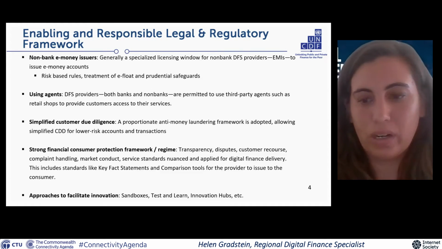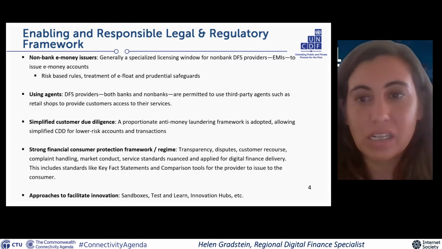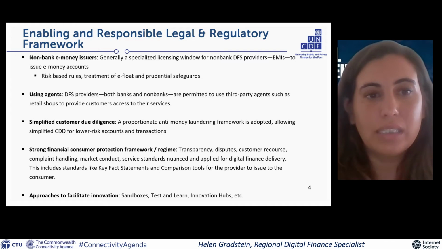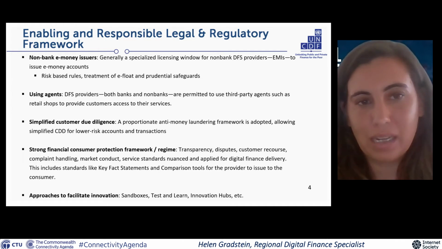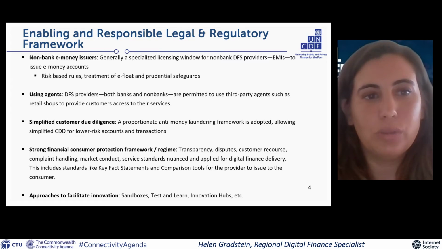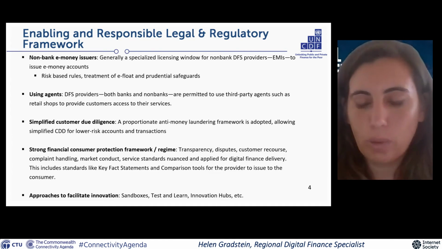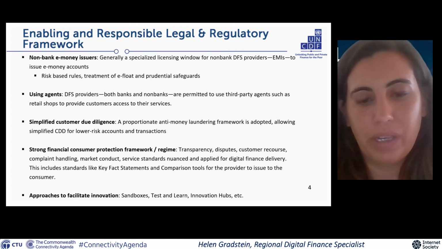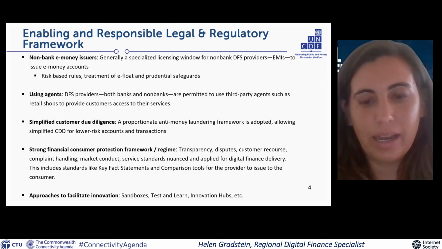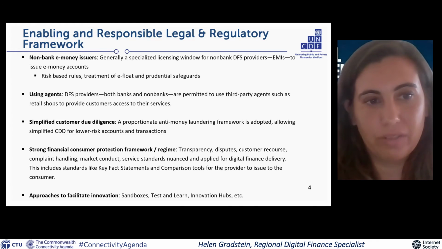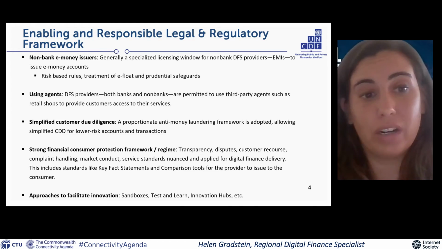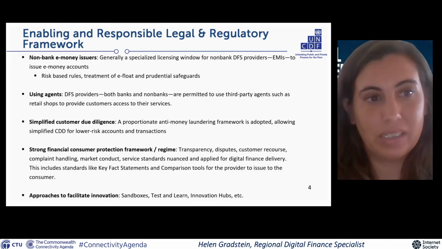For instance, the e-money operator or the bank should be able to supervise that sector accordingly. Another incredibly important legal enabler is the risk-based customer due diligence, or CDD, proportionate anti-money laundering framework, to allow lower risk accounts and lower risk transactions to be opened with fewer documentation requirements. Generally around the world, we see this being one ID and a photo that can be verified. And there are many other ways to verify that now through remote onboarding, et cetera.